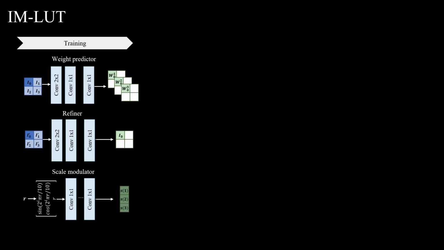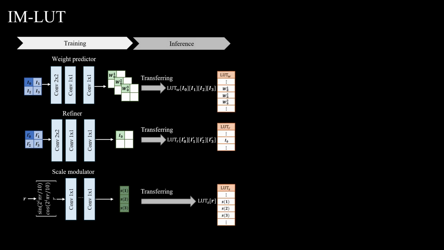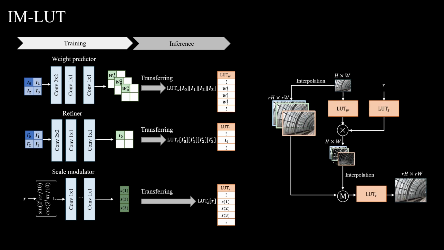Now the training is complete. Once the training is finished, the whole network is converted into a lookup table. As a result, we can perform arbitrary-scale super resolution in a neural network-free manner using the converted lookup table. For more details, please refer to our paper.